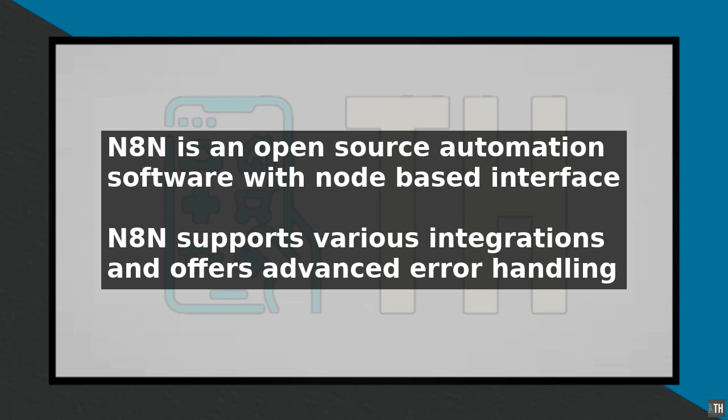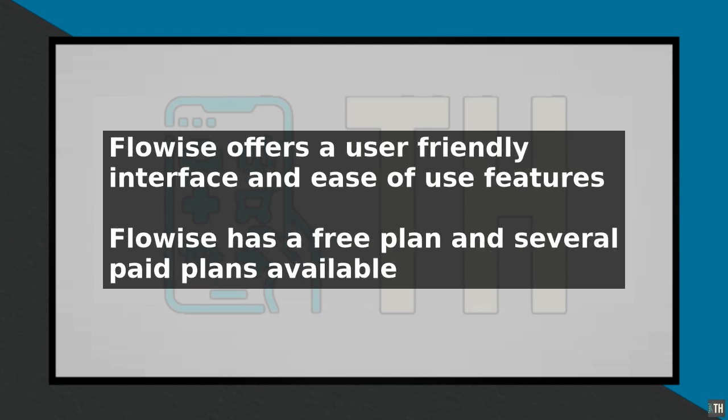Understanding N8N. N8N is an open-source automation software that allows users to create custom workflows using a node-based interface. It supports a wide range of integrations with popular apps and services and offers advanced features such as conditional logic and error handling. N8N is known for its customizability and scalability, making it a great option for large enterprises and developers.